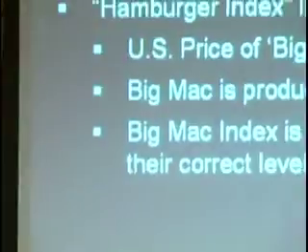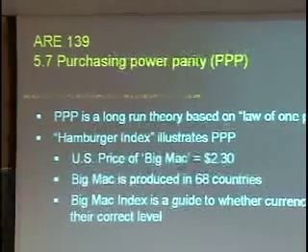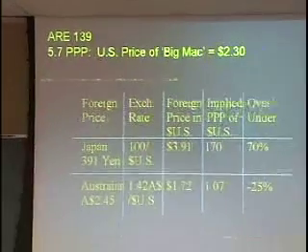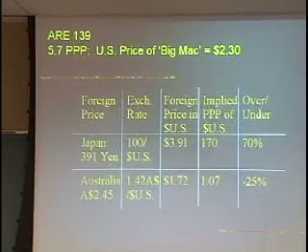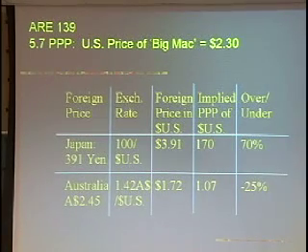So the example I give you is that of a Big Mac in the US costing $2.30. We know that it's produced in many different countries. And so now we travel overseas and determine what it might cost in a foreign country. So let's suppose that your first stop is Japan.